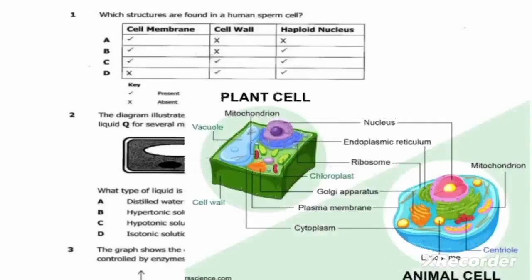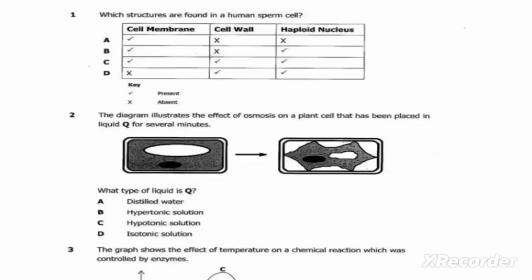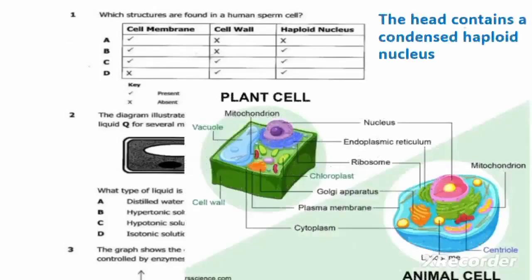And we have a plant cell and an animal cell here, so we can compare the two. We are going to discover that a human sperm cell has a cell membrane and a haploid nucleus, according to the previous diagram we saw. Therefore, our correct answer here is B.